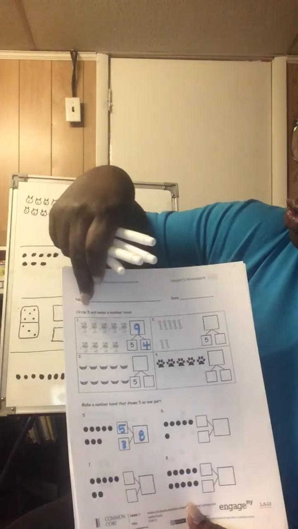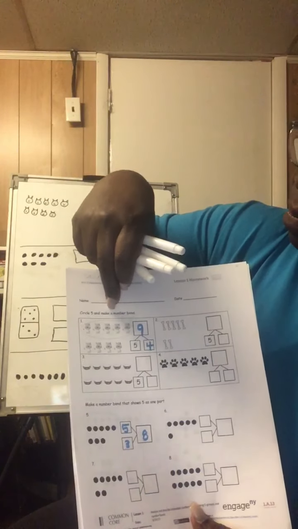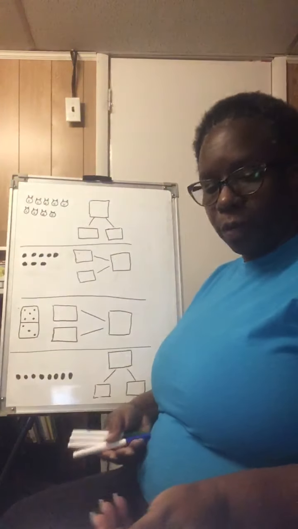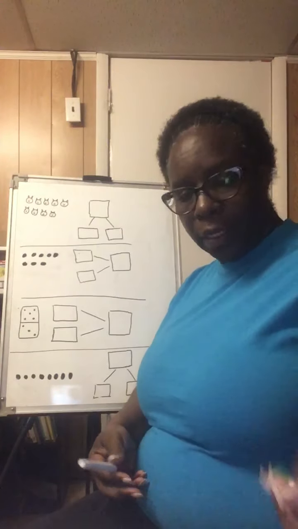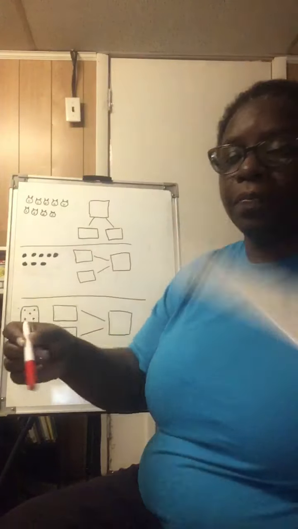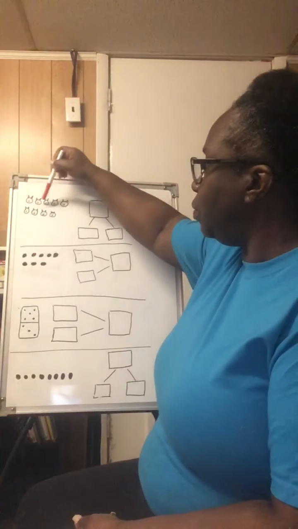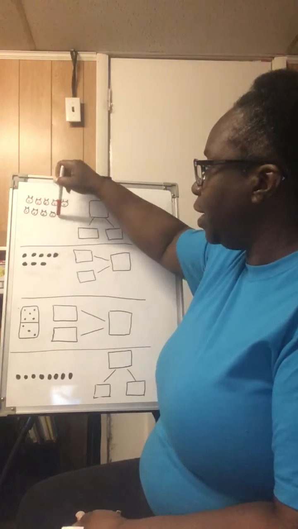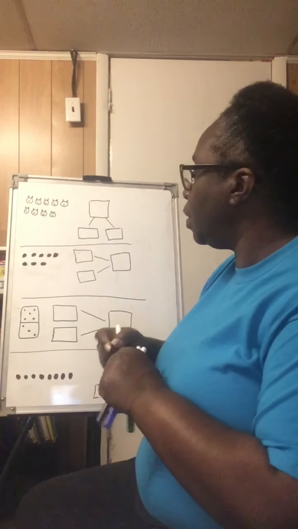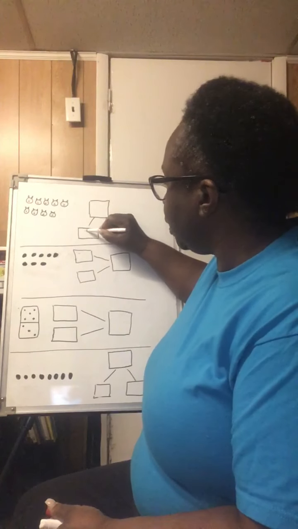It says circle 5 and make the number bond, okay? The first one. So on the number bond, I guess these are foxes. I made little cats or whatever. Okay. So I have 1, 2, 3, 4, 5, 6, 7, 8, 9. 9 up there and all. Okay. So they gave us actually number 5.